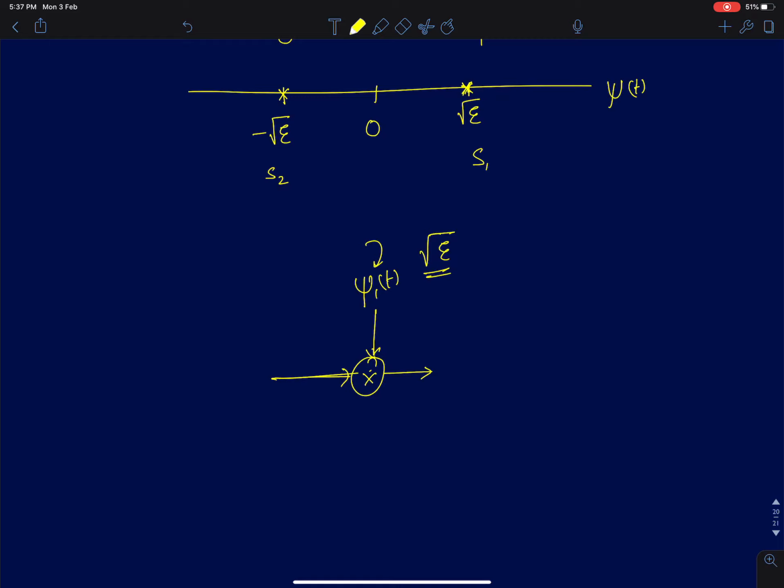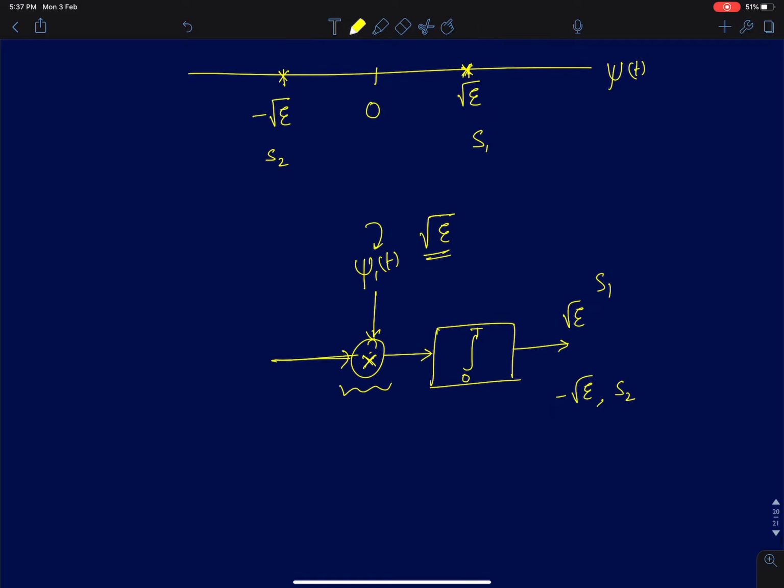So let's say somehow he is able to do this. How is he able to do that? You might need some circuits to do that for you, or in a digital system, you will have some other ways of doing it. I'll talk about it later. But let's say this mathematical operation is somehow possible. You first multiply with psi 1 of t and integrate from 0 to T. The output here is going to be root E if S1 is transmitted and minus root E if S2 is transmitted.